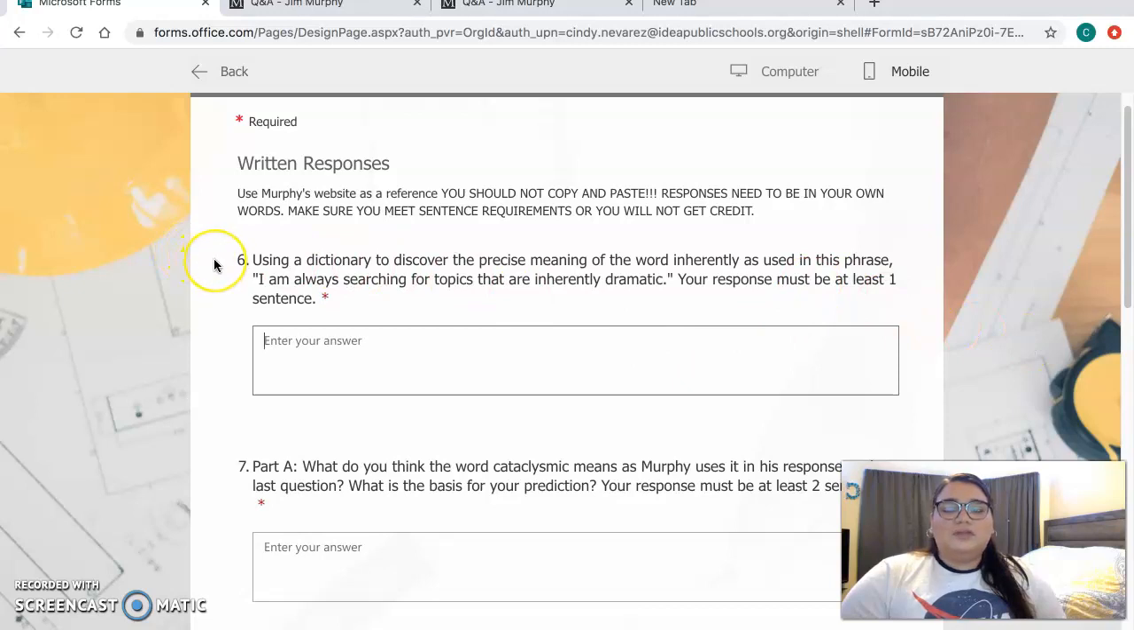So the only reason why you should be using Google is to look up the dictionary definitions if you don't have a dictionary at home. So here it's saying to use a dictionary to discover the precise meanings. The precise means the exact meaning of the word. Inherently, as used in the phrase, I'm always searching for topics that are inherently dramatic. Okay, so what would I do here? Your response needs to be at least one sentence. So what they're asking you to do here is to look up the word inherently on Google.